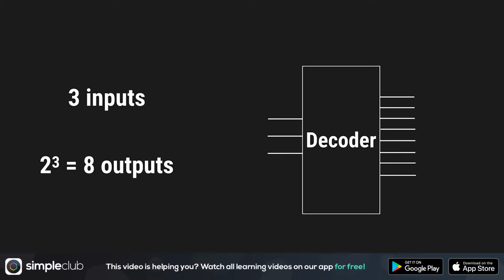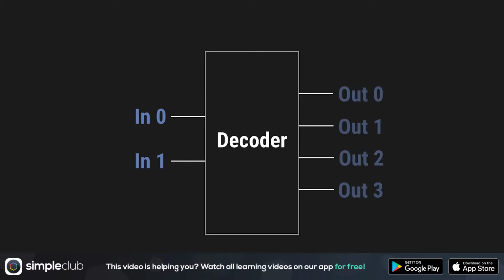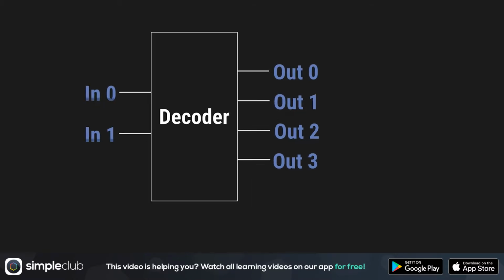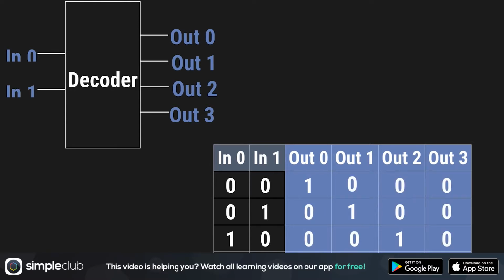So what's going on with these inputs and outputs? I thought you'd never ask. Say we've got a decoder with 2 inputs. That means it has 4 outputs. The inputs are usually labeled in plus a number, and the outputs are labeled out and are also numbered. And by the way, we start numbering at 0. So now the 2 inputs can give us the following combinations: 0, 0, 0, 1, 1, 0, 1, 1. For each combination of inputs, there's always one output that's true. All the other outputs are false, which means they always get a value of 0.